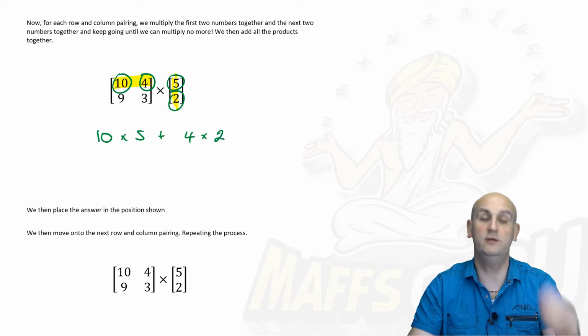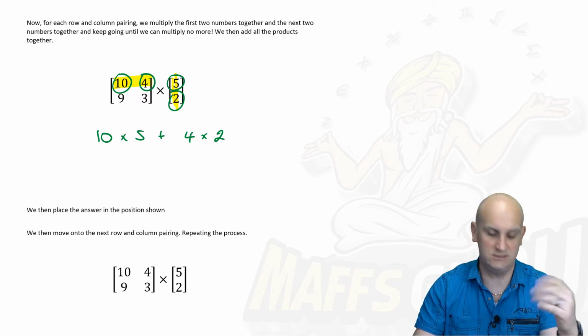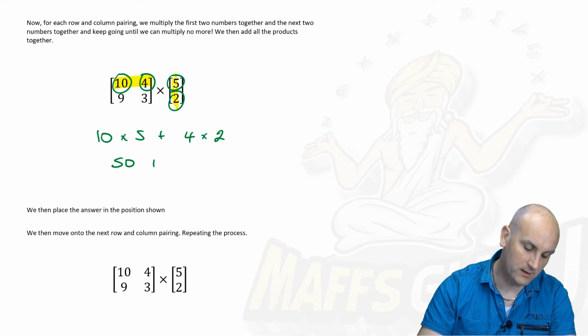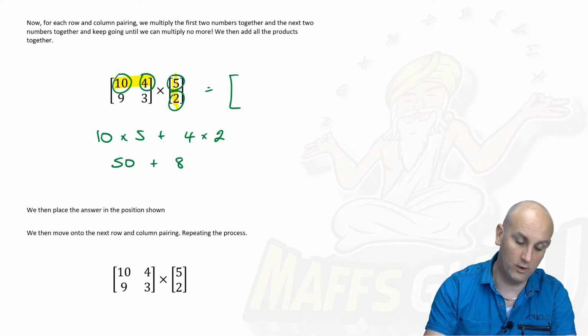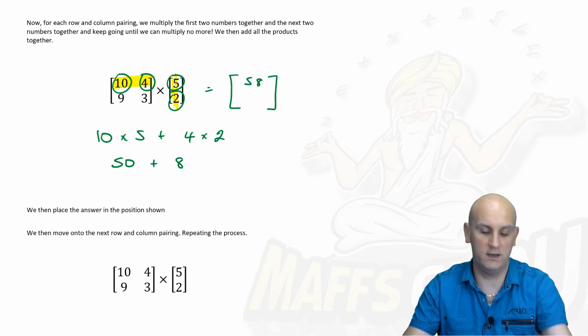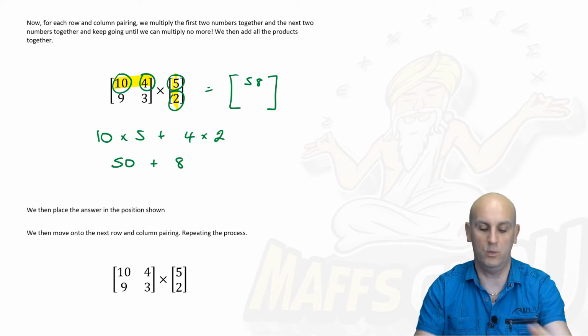Why? Who knows? Who cares? To be perfectly honest with you, it just works. Now what do I do? Well, I do 10 times 5 is 50, plus 4 times 2, which is 8, which gives me the staggering value of 58. And remember, because I'm doing row 1 times column 1, it goes in element 1, 1, 58.